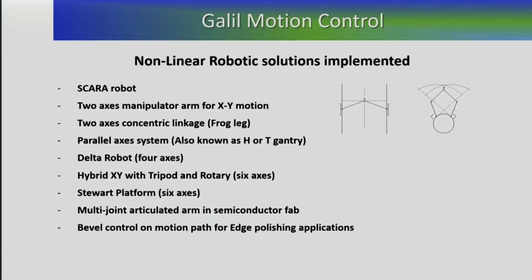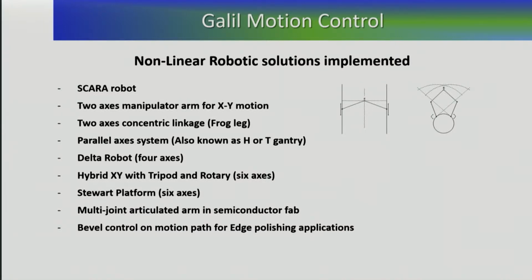Parallel axis robots, also known as H or T-gantry, are typically low-cost robots where you have a serpentine belt that goes through a series of pulleys and allows you to generate motion in X and Y. Delta robots, 4-axis, have 3 linkages plus a rotational end effector.